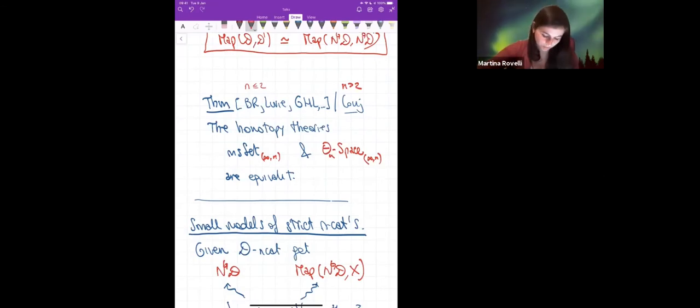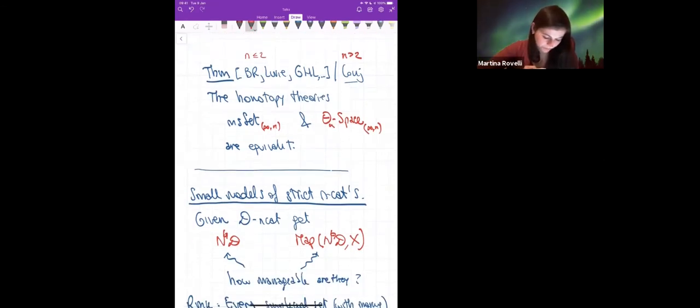The problem is that if we stare at those objects enough, we will realize that they are not very manageable. They are complicated objects on the nose to work with. And let me try and explain why.